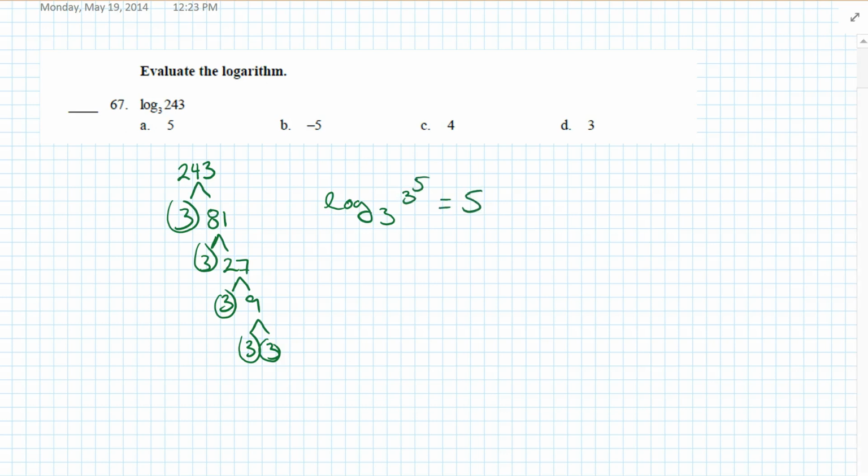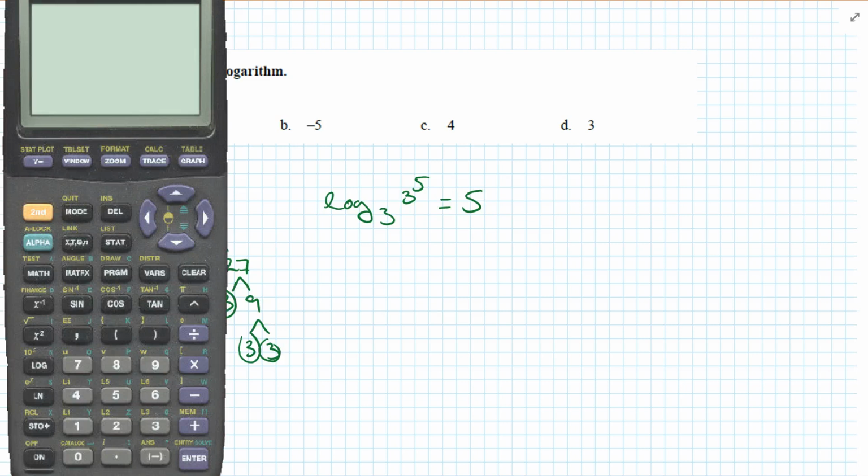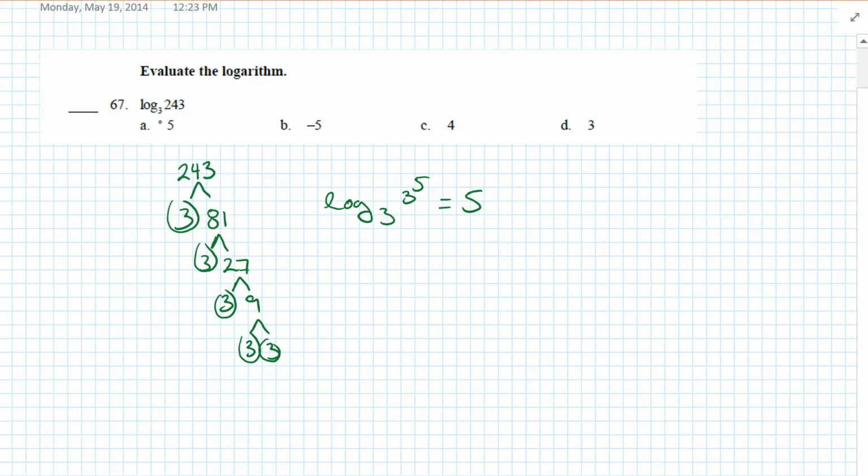An easier way on your calculator to do it would be log of the big number, 243, divided by log of the base, log of 3. You get 5. Answer's A.